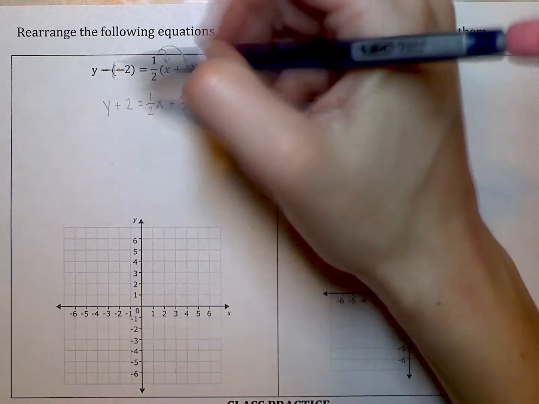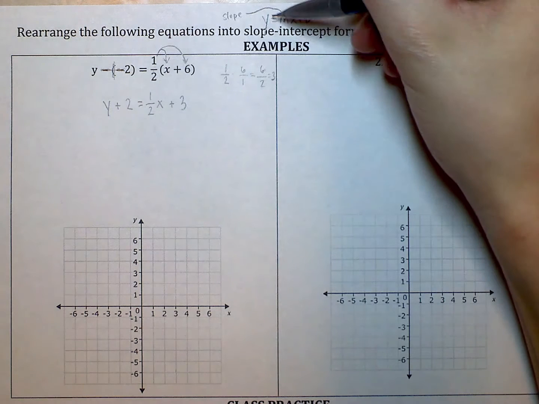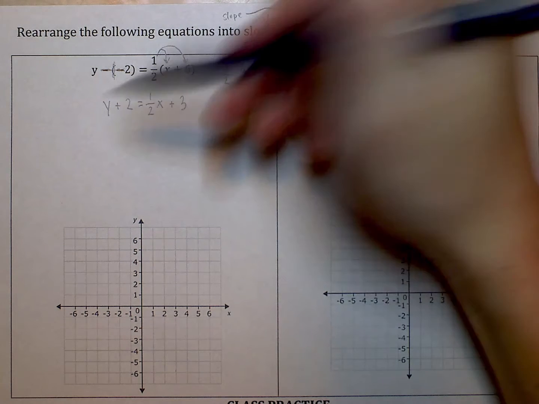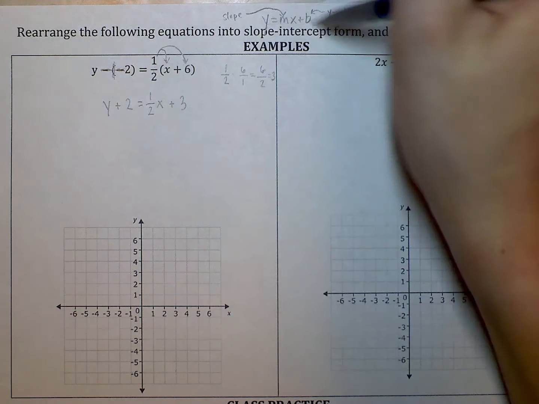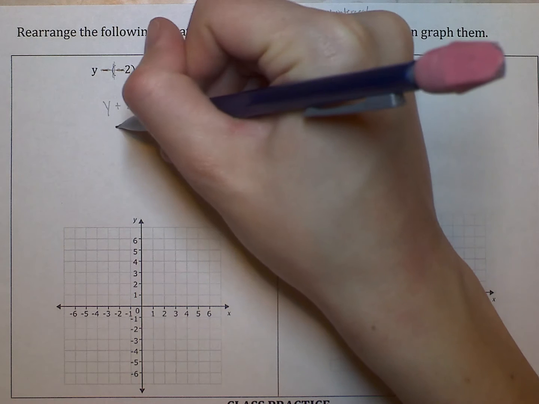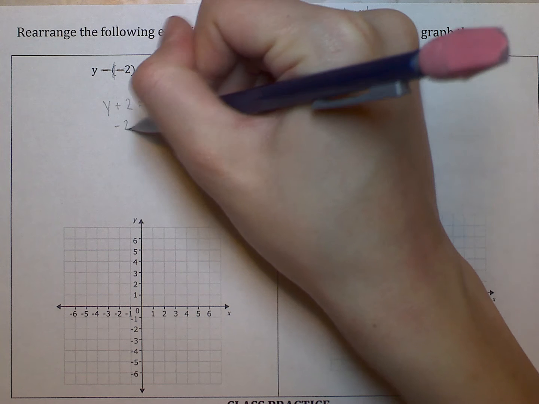Then, I need y by itself, right? That was the other piece. Over here, the y is by itself, and here it's not. So I'm trying to change this to look like this. So I'm going to get the y by itself, and the way I'm going to do it is I'm going to subtract this 2 from both sides.